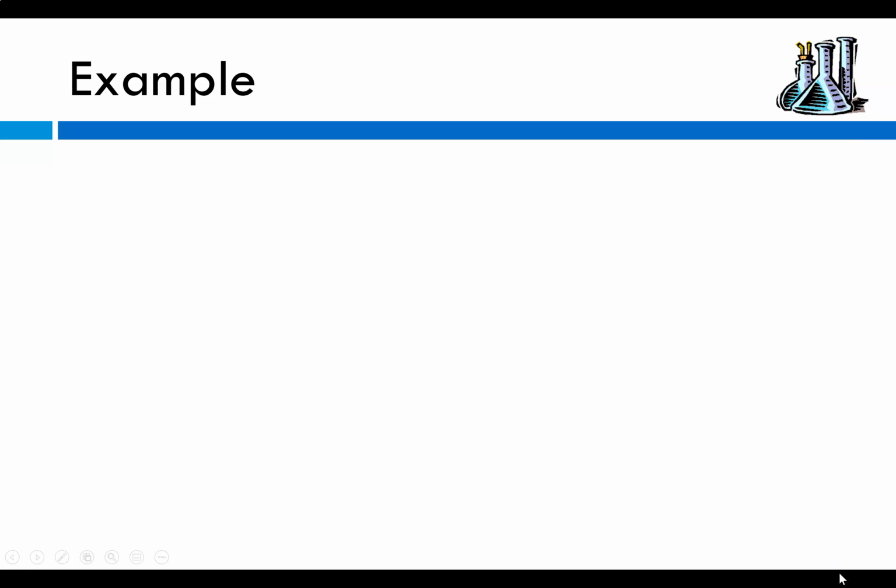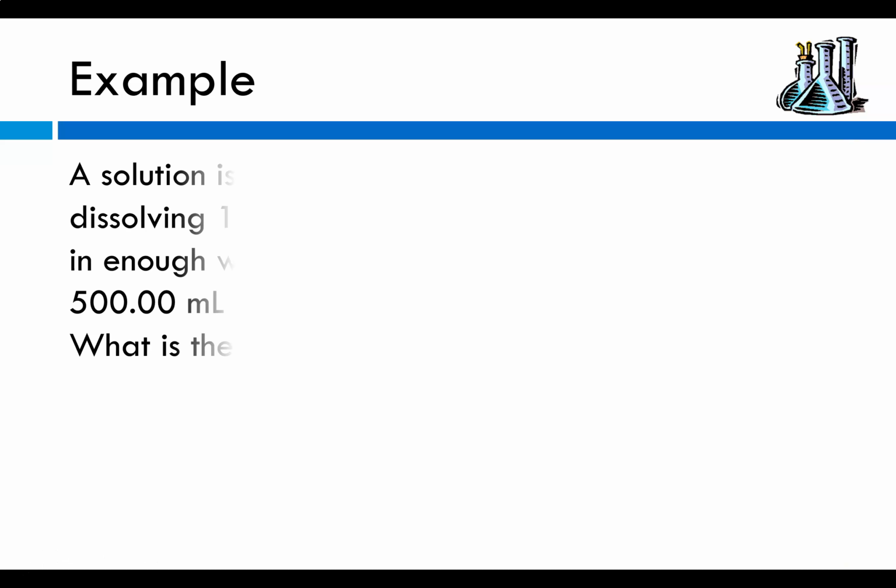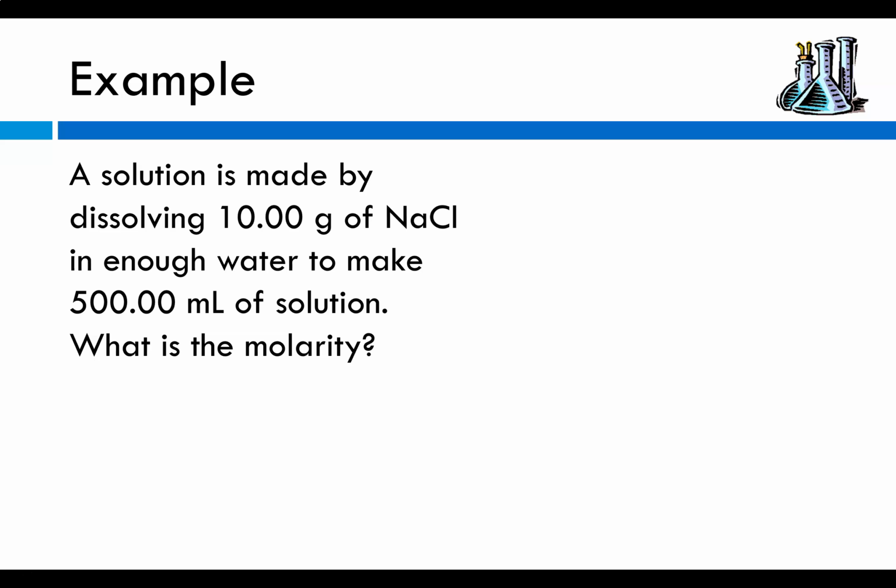Let's walk through an example. We'll do some calculations and talk about what this will look like in the lab. So a solution is made by dissolving 10.00 grams of sodium chloride in enough water to make 500.00 milliliters of solution. And we're going to try to find the molarity of this solution that we're prepping. This is not a dilution problem, this is a molarity problem, very similar to what we talked about in a previous lesson. I'm going to get into a place where it's a little bit easier for me to write, and we'll walk through this calculation together.